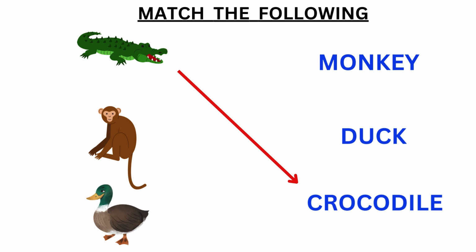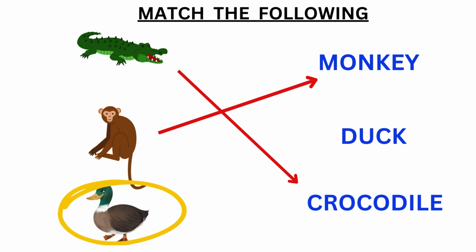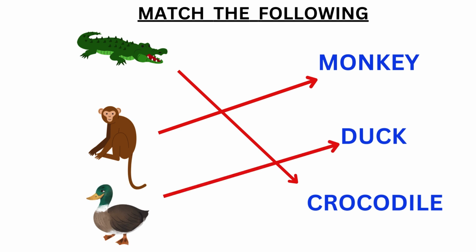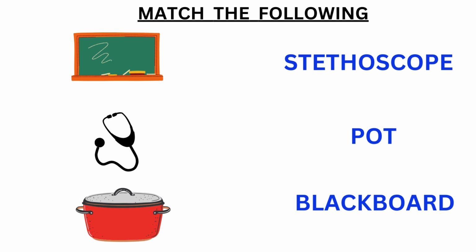Next, a small mammal known for its playful behavior, often seen swinging from trees. Can you guess its name? It's the monkey. Lastly, a water bird commonly found swimming in ponds or lakes. What's the name of this bird? It's the duck. On this slide, we have three different objects.